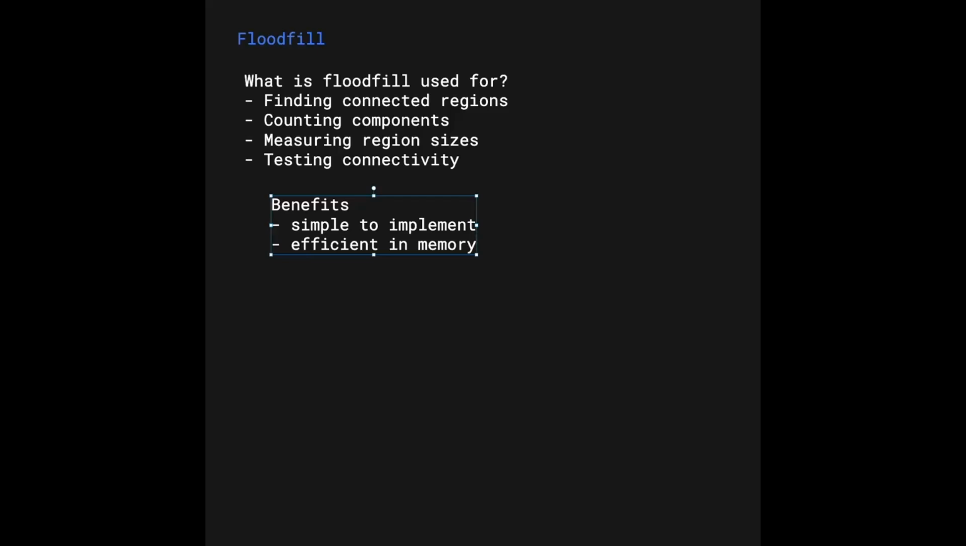And that's basically a brief introduction to what flood fill is. I'll be going over implementation and also practice problems in future videos.